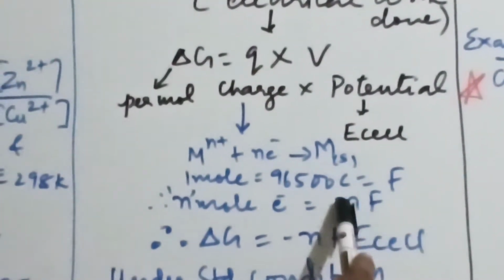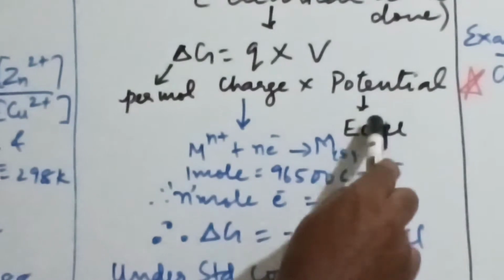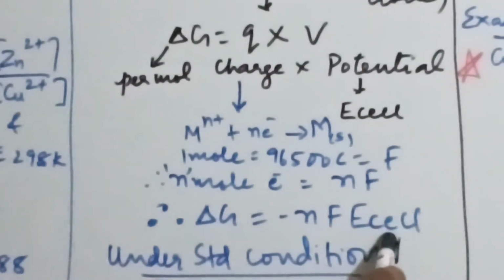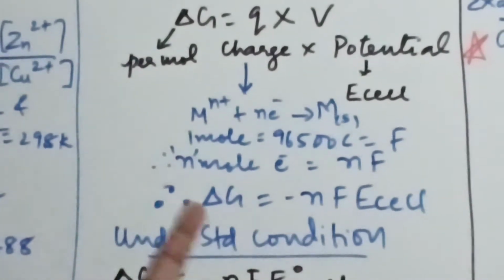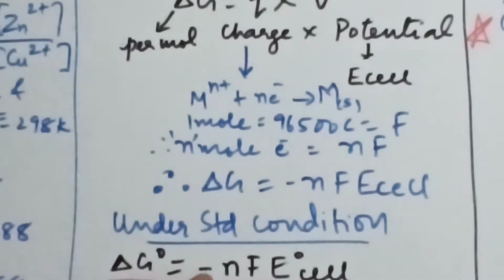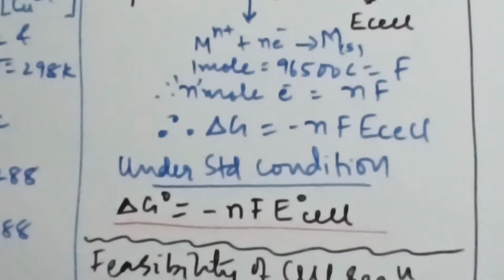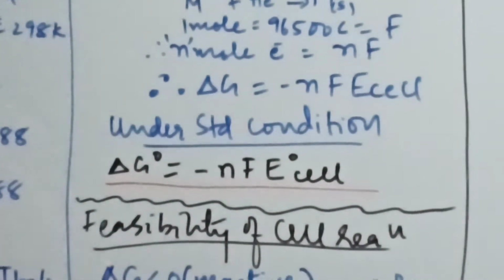So we put nF over here, and here we put E cell, and hence you get delta G is equal to minus nF E cell. And if the cell is under standard condition, you will get delta G degree is equal to minus nF E degree cell. Clear? Now let us go ahead, that is feasibility of cell reaction.